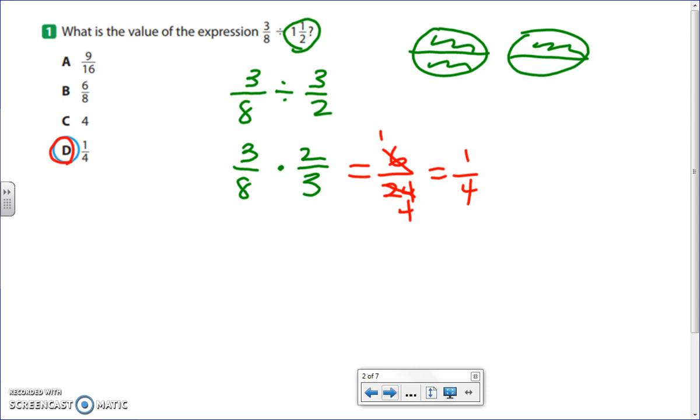What I would prefer you to do and to start learning how to do is to look to reduce anything before you multiply. 3 and 3 share 3 in common, go into once, and 2 and 8 share 2 in common. And so now when I multiply straight across, I have no reducing left to do. I go straight to 1/4. To me, even though these numbers aren't impossible to reduce, reducing 3 with itself is much faster than reducing a 6 and a 24. Okay, so I prefer to cross reduce, or reduce above and below, before I multiply. It keeps the number smaller.